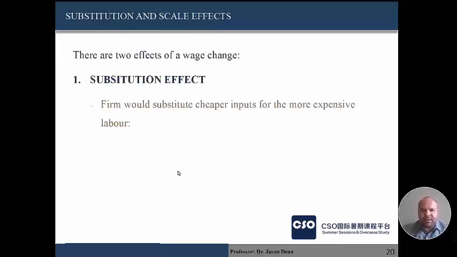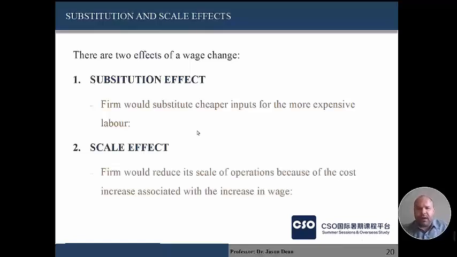So simply put, if we're just looking at the substitution effect and holding the scale effect constant, to maximize profit, firms would substitute away from labor and use capital to replace labor. Now the scale effect is the change in the quantity. So remember, when there's a change in the wage, that affects the overall costs to the firm, and so their profit maximizing level of output is going to change. Okay, so they're going to reduce their scale of operations because of an increase in the wage.